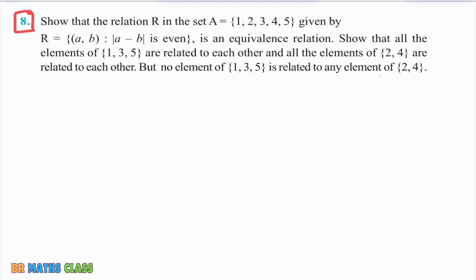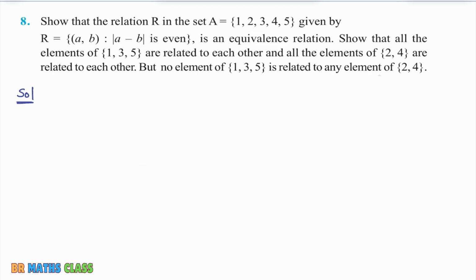Question number 8 in exercise 1.1. Observe, they have given one relation here. We need to show that this relation is an equivalence relation. First, we will do this part. First, we will show this relation is an equivalence relation. Later, we will discuss this part. As usual, in this exercise 1.1 up to question number 7, after reading the question, we are writing 3 main points. In this problem also, we will write those 3 points.